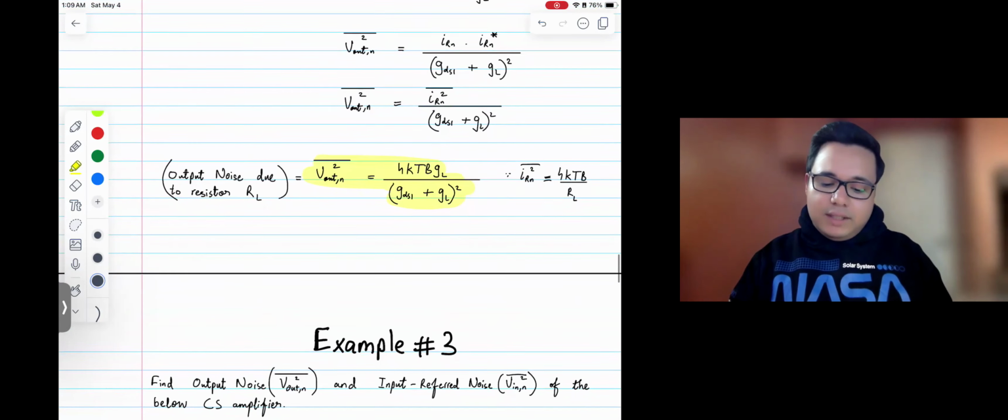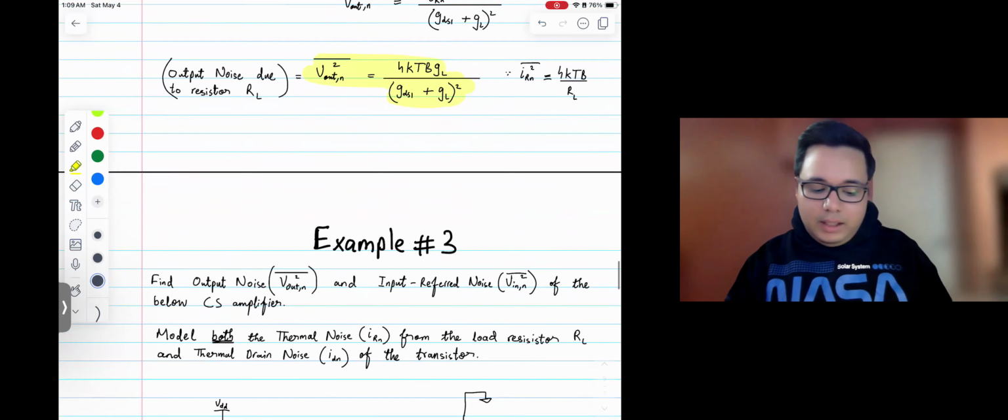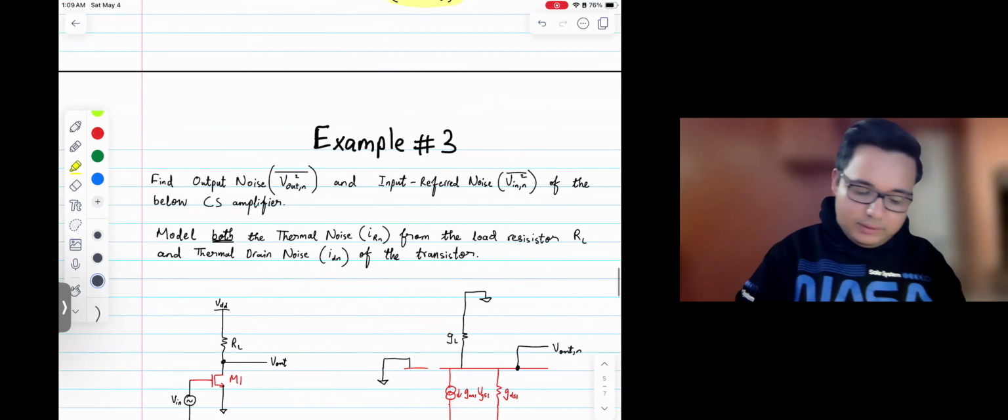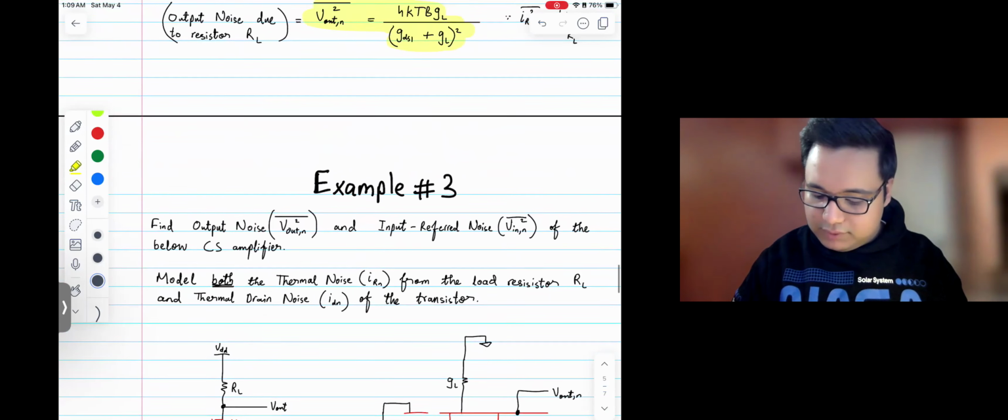And now let's look at example 3. So find the output noise. Sorry, this shouldn't say input referred noise.